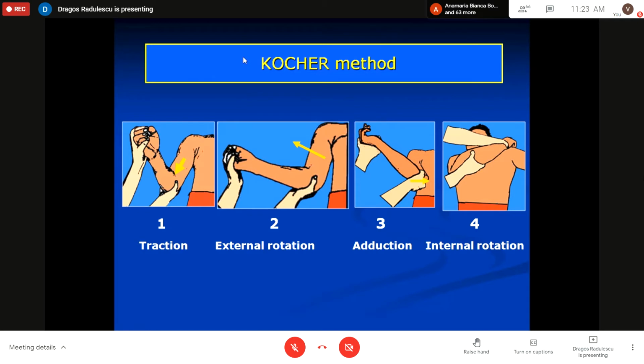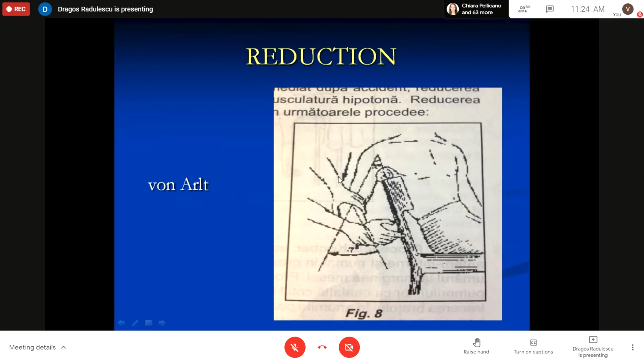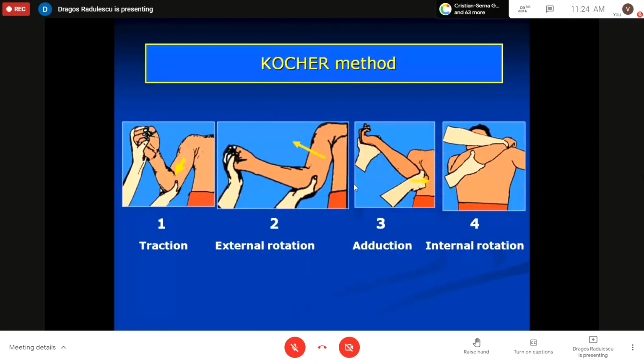So the patient, again, lying on the examining bed, you have your hands, one placed on the elbow this time and one placed on the wrist, like on the first maneuver on the von Arlt. As you can see here, also one on the elbow, one on the wrist. And we will take the steps one by one. So the first step, as always, the traction. So you have traction in the arm's direction, and you keep the traction.